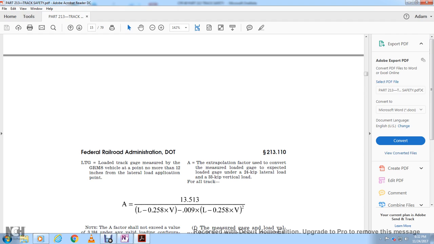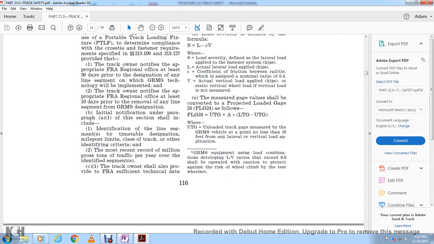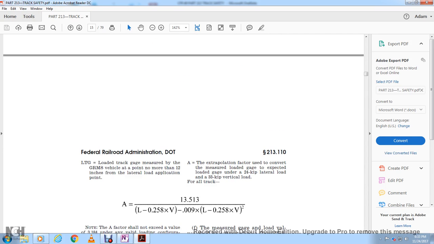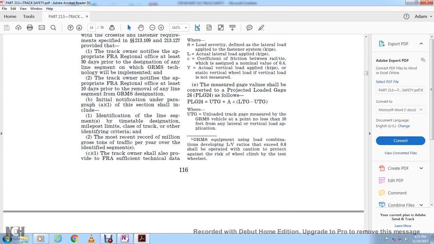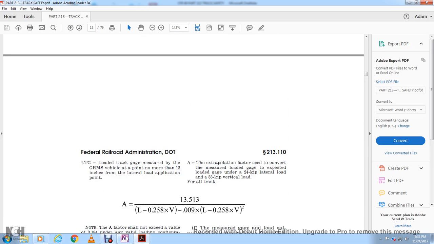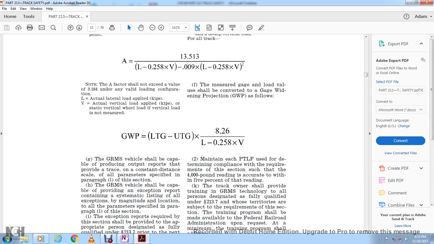of the measured load gauge, except for the load gauge under the 24 kip lateral, 33 kip vertical load. For all tracks, A, the extrapolation factor converted with the measured load gauge, except for the load gauge in 24 kips lateral and 33 kips vertical, equals actual lateral load applied, or equals 3.513 over actual lateral load applied times 0.25 times V, or actual vertical load applied over the static vertical wheel load, times 0.09 ln times 0.025.